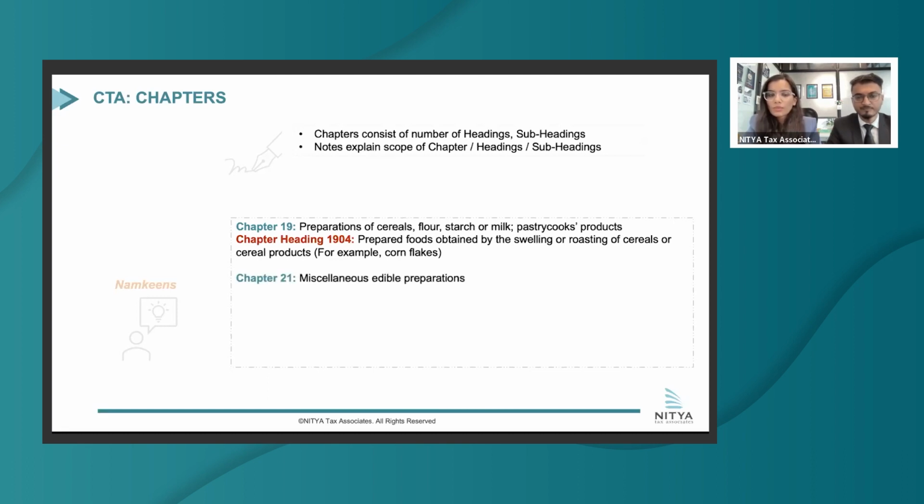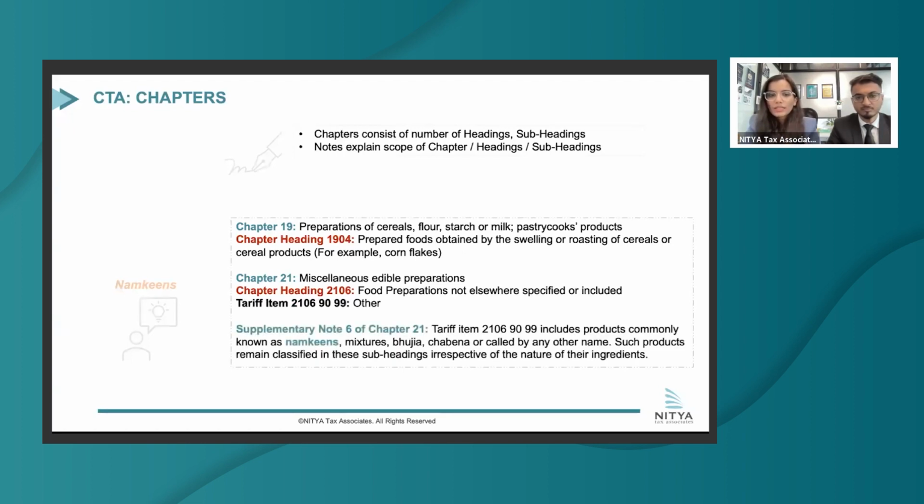But then chapter 21 comes, which says miscellaneous edible preparations. This is basically a residuary or miscellaneous heading. And then 2106 says food preparations not elsewhere specified or included. Again, a very residuary heading. Then if we go to supplementary note 6 of chapter 21, it says tariff item 21069099 includes products commonly known as namkeens, mixtures, bhujia, chabena, or called by any other name.